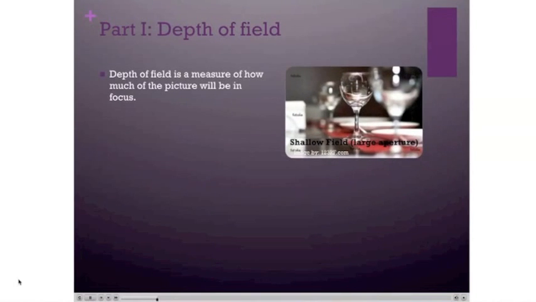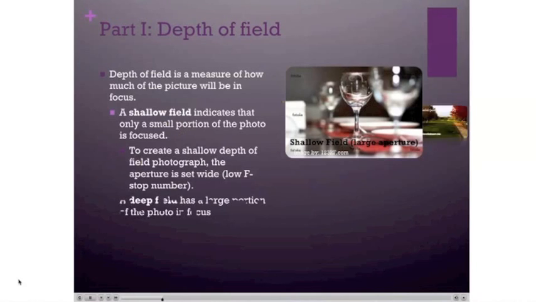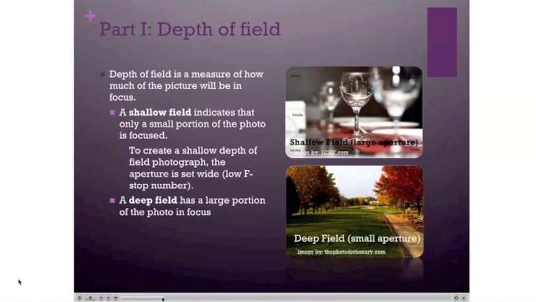Depth of field is a measure of how much of the picture will be in focus. A shallow field indicates that only a small portion of the photo is focused. To create a shallow depth of field photograph, the aperture is set wide, which means it has a low f-stop number. A deep field has a large portion of the photo in focus. To create a deep field, the aperture is set narrow.